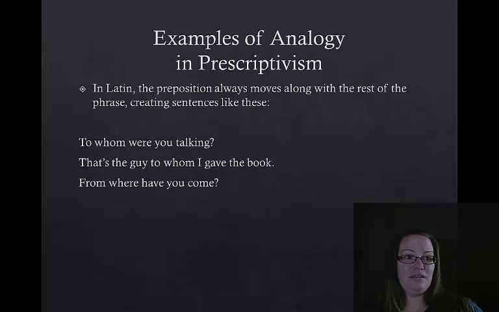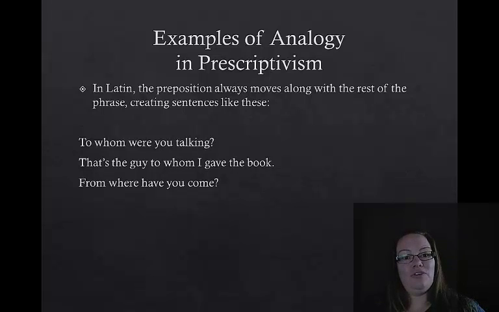"To whom were you talking?" Which for me, as soon as I move "whom," I also want to say "speaking" to make it more formal. So my mental grammar prefers, "To whom were you speaking?" The second one: "That's the guy to whom I gave the book." And the third one: "From where have you come?" I actually find the third one to be the most difficult example. I have never once wanted to ask someone, "Oh, from where have you come?" or "From whence have you come?" instead of "Where are you from?"